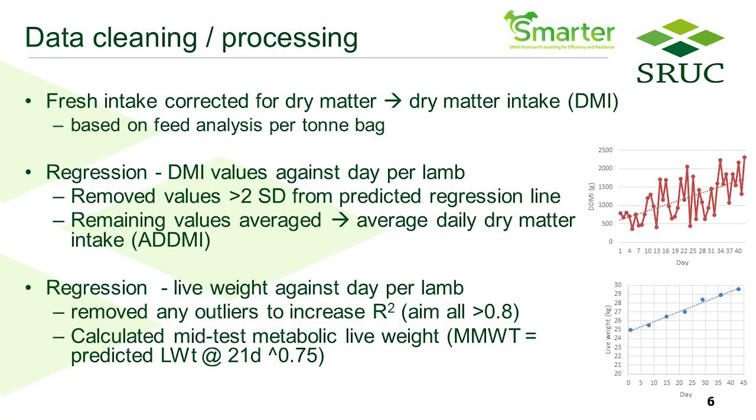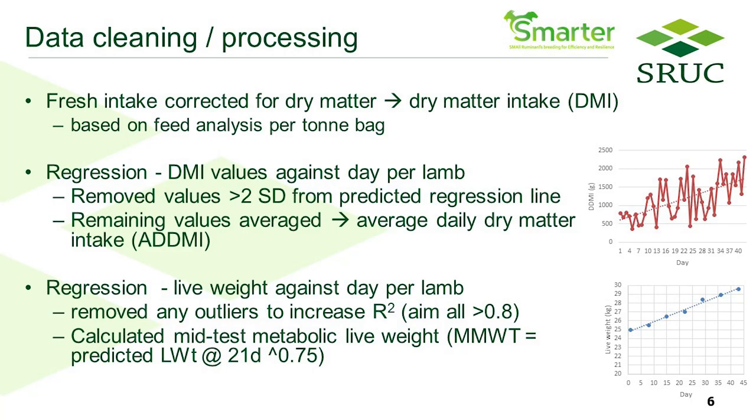So the next step was to correct the fresh intake records for dry matter content of each of the feed bags that Ellie mentioned this morning, so that we get a dry matter intake per day. And then the way we deal with the data over the period for both the dry matter intake and the weight data is to fit regressions through the daily records and the weekly records, and then remove any values which are too far away from that regression. So for the dry matter intake values, we remove values that were over two standard deviations from the predicted regression line for that individual animal. And we average the remaining values to give us our average daily dry matter intake.